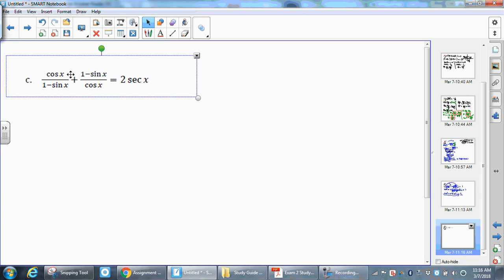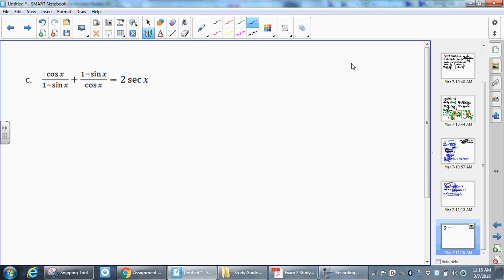There we go. Okay, so that's the next problem. What I'm going to do first is, I don't remember what I did on the other one. Okay, so same stuff, common denominator. We want our common denominator to be the product of that times the other. So that will be 1 minus sine x times cosine x.